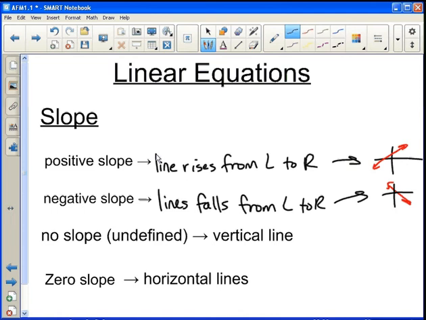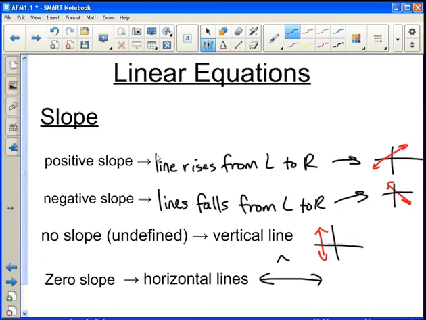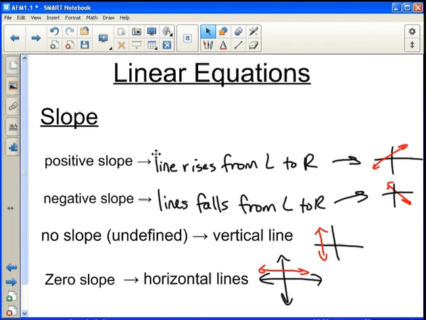No slope or undefined slope is a vertical line, so it would look something like this. And zero slope is a horizontal line. It could look something like this. So no slope or undefined slope is a vertical line. Zero slope is a horizontal line.